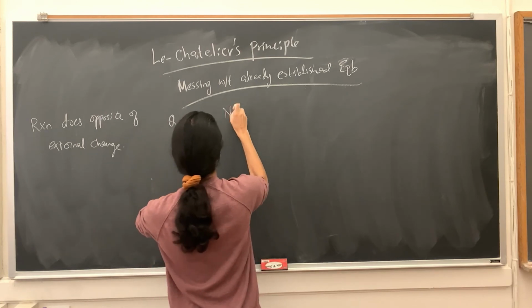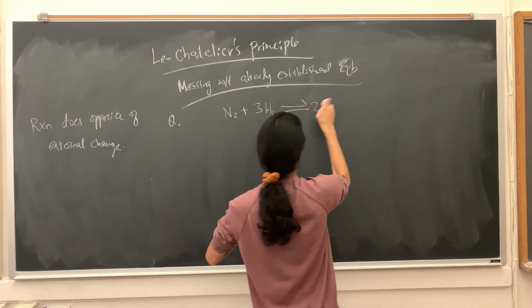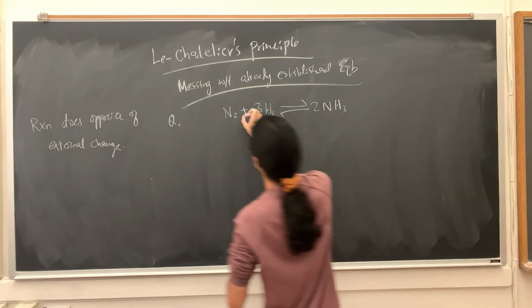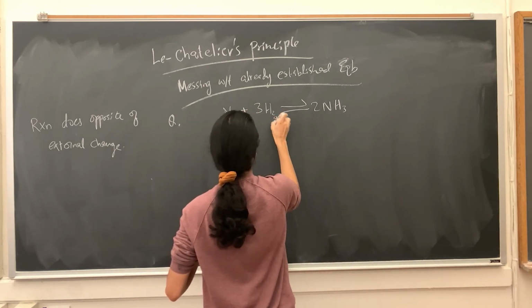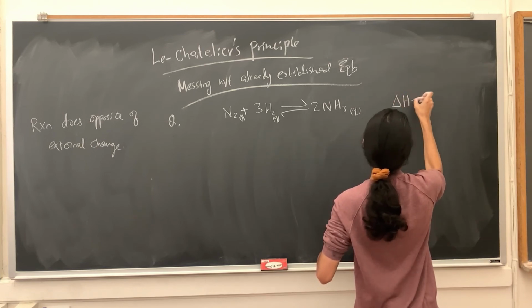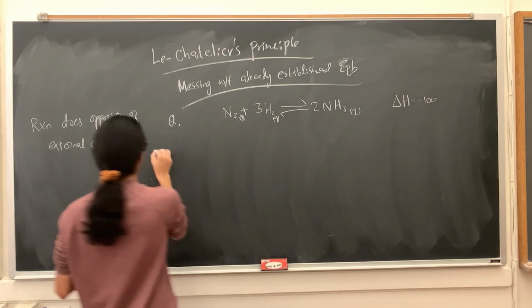Let me make this up. Suppose you have a chemical reaction, N2, and I'll give you a bunch of things about this reaction. All of these are gases. I'll say that the delta H is negative 100. And here's a series of questions.